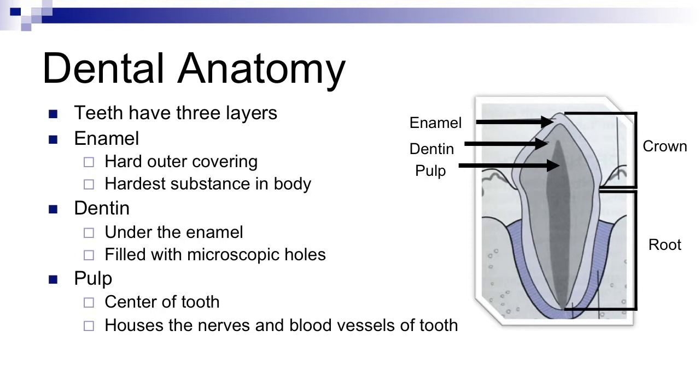Under the enamel you have dentin. Dentin is hard, but it is filled with microscopic holes, or tubules, and this is actually what makes a sensitive tooth. If someone has thin enamel or enamel that's missing, the dentin is what carries that hot and cold sensation down into the pulp of the tooth, the center of the tooth, where the nerve and the blood vessel live.